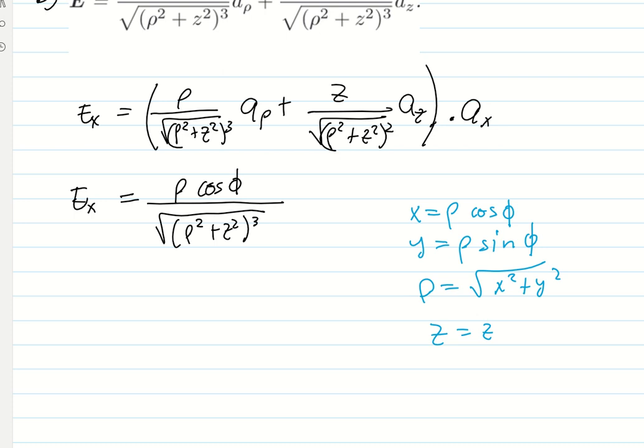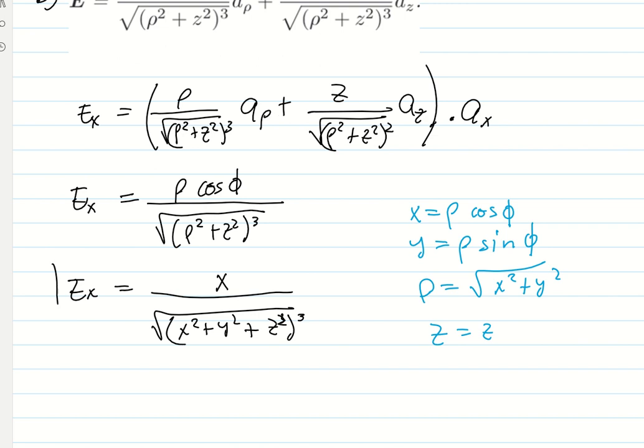So here, the numerator, rho cosine phi, is just equal to x. While the denominator, we have rho squared. Our rho is the square root of x squared plus y squared. You square that one, and that will be equal to x squared plus y squared. So our EX now will be equal to x all over the square root of x squared plus y squared plus z squared, then this whole thing raised to 3 because this is also raised to 3. That will be our EX.